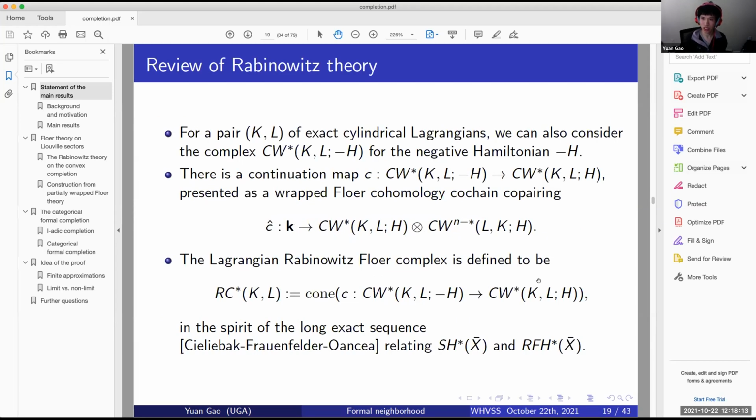Something else we can consider is the negative quadratic Hamiltonian negative H. We can also define a complex, which is generated as a direct product over chords for the negative Hamiltonian negative H, not a direct sum. And there's a continuation map from the Floer complex for the negative Hamiltonian to the positive Hamiltonian, which can be presented as a wrapped Floer cohomology cochain co-pairing of degree n. After which you can dualize the Floer complex for the negative quadratic Hamiltonian as linear functionals on the wrapped Floer cochain space for the positive Hamiltonian H. And the Rabinowitz Floer complex is defined to be the mapping cone of this continuation map, in the spirit of the long exact sequence by Cieliebak, Oancea, Bourgeois, and Ganatra, which relates symplectic cohomology with the Rabinowitz Floer cohomology.